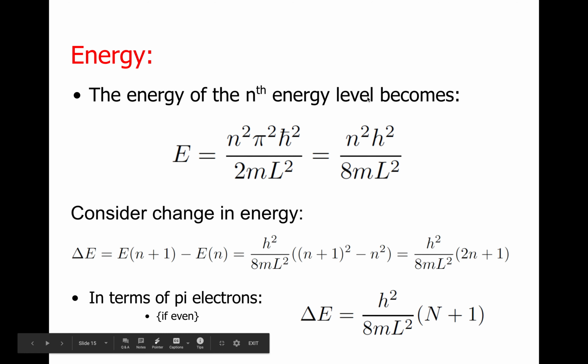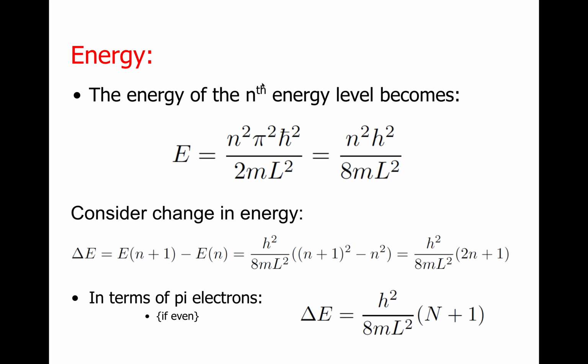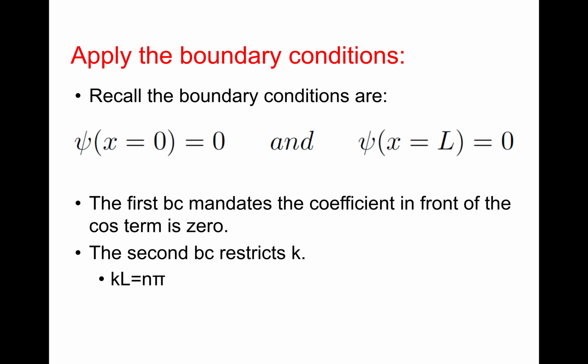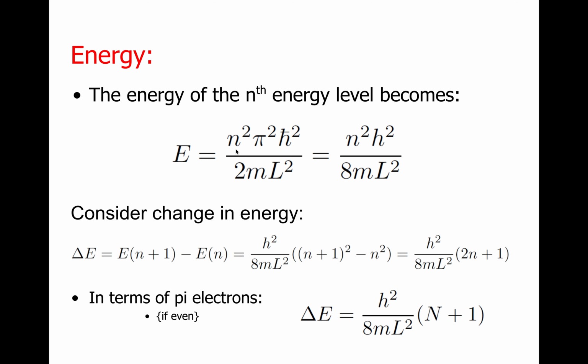Okay, so previously, I'll remind you, I defined k squared as 2mE over h bar squared, but we found that KL is equal to n pi. Solving for E, we have E is equal to n squared pi squared h bar squared over 2mL squared. Okay, great. Or if you want to write it like this, without the Planck's constant divided by 2 pi. Okay, great.